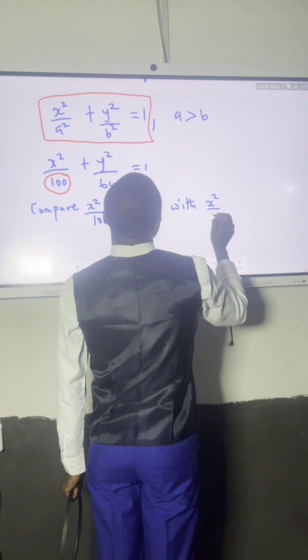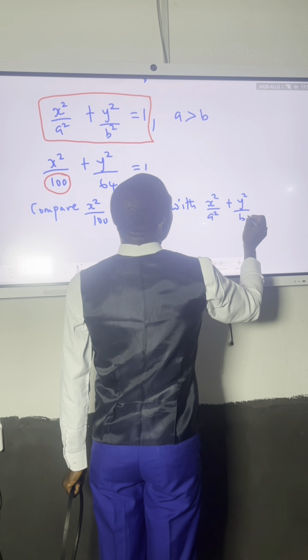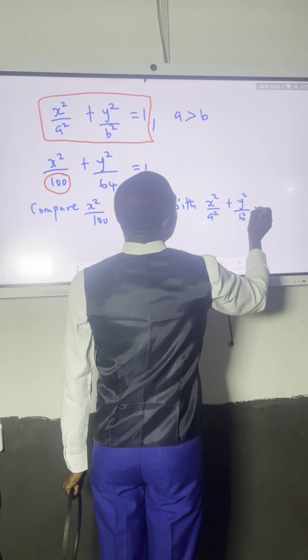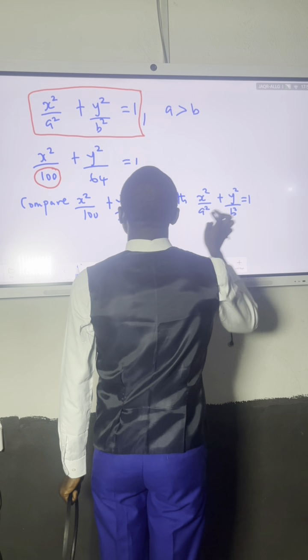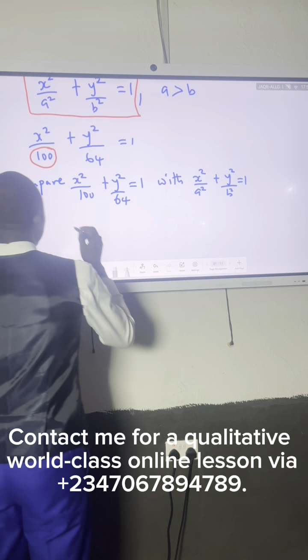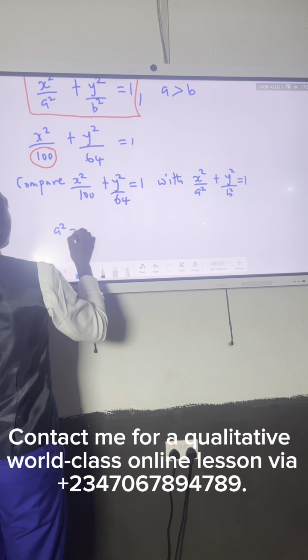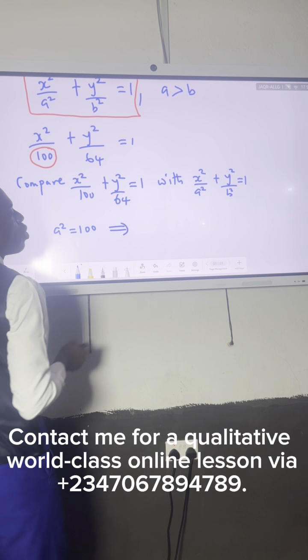x squared over a squared plus y squared over b squared equals 1. So if you do the comparison closely, what will you discover? You will discover that a squared is equal to 100, which means that, take square root of both sides.